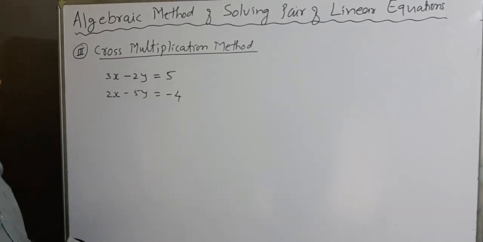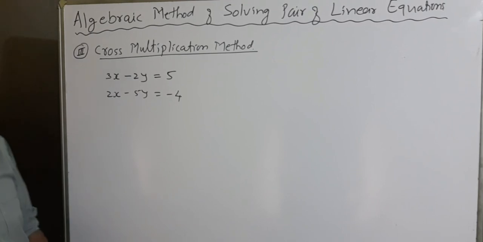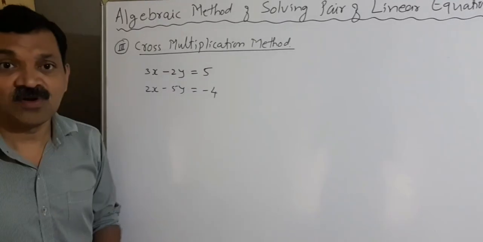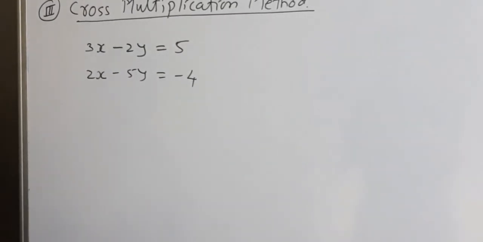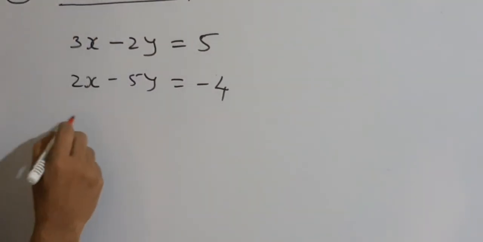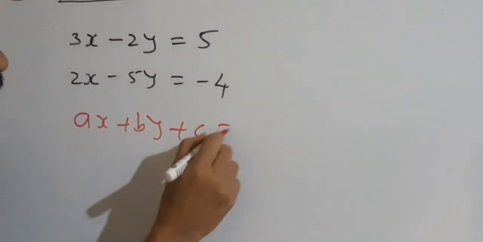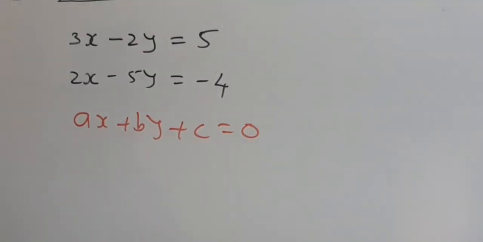Hello students, today we will study the cross multiplication method for finding the solution of a pair of linear equations. We have two equations given here. In the cross multiplication method, we always have to write the linear equation in standard form. We know the standard form is ax plus by plus c equal to 0, so convert this equation into this form.